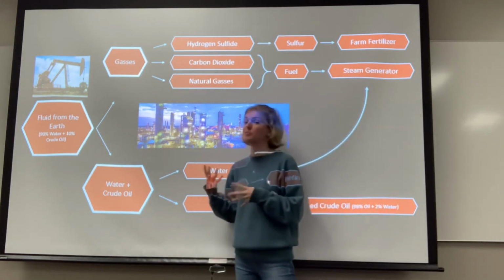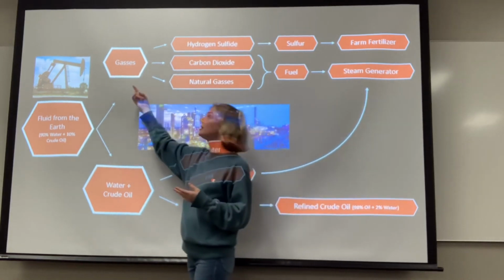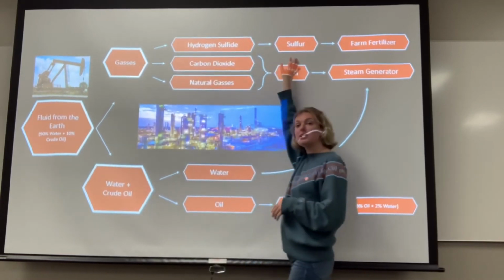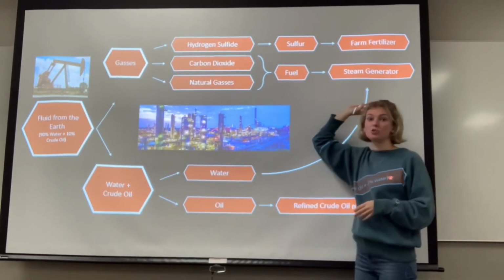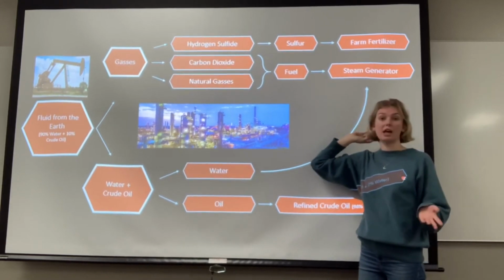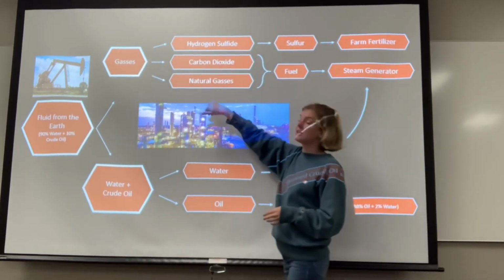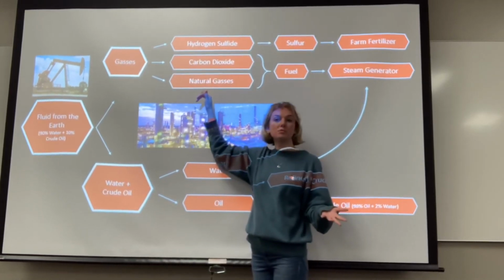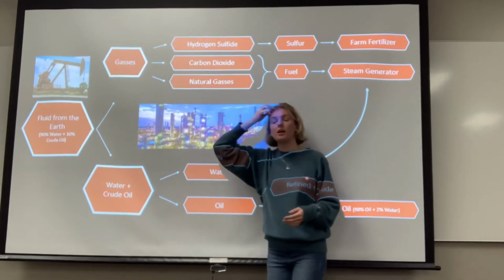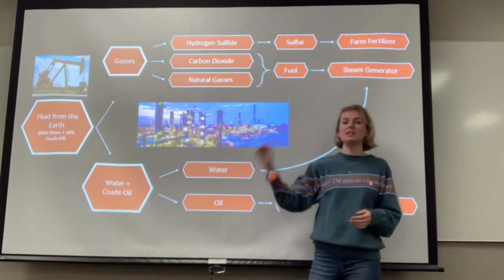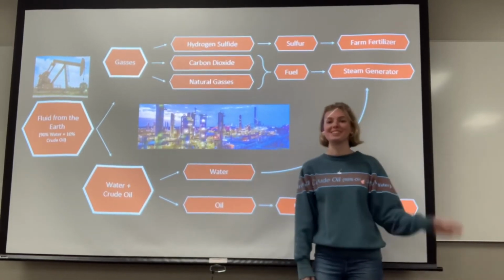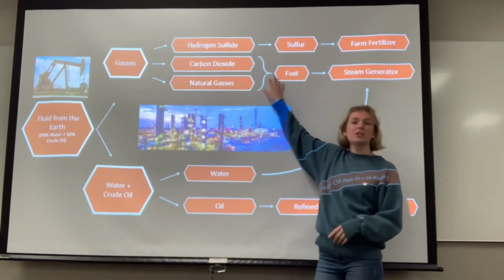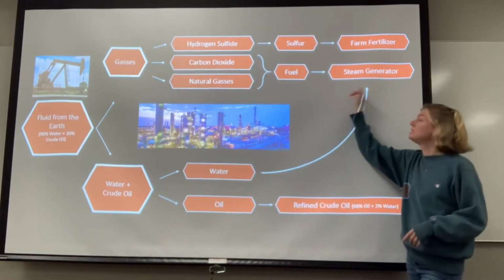And it also has a bunch of gases in it. These gases are hydrogen sulfide, which gets turned into sulfur, which is then sold to farms to fertilize the soil, and then carbon dioxide and natural gases. In the original process, that CO2 was emitted into the air, which is not good. And natural gases were used to fuel the steam generators.